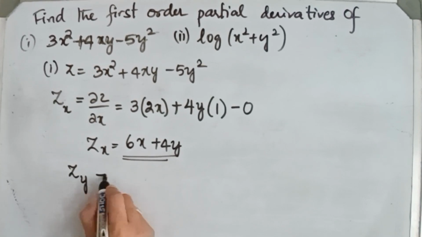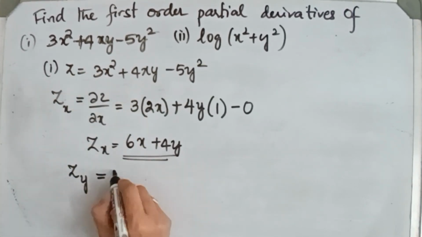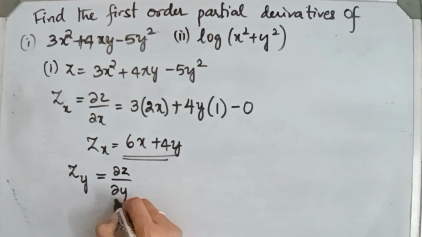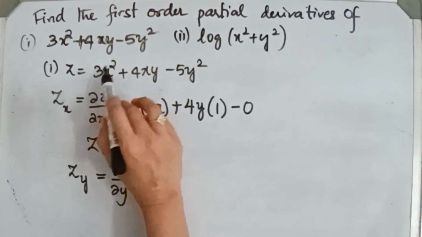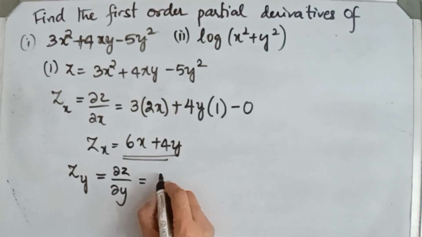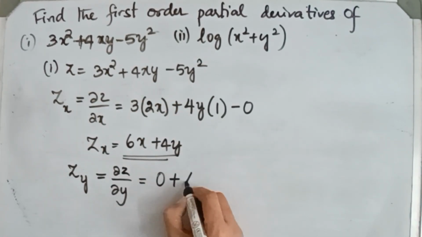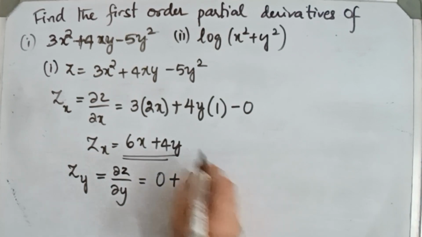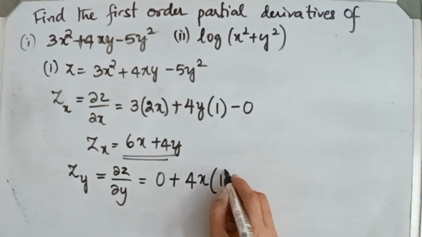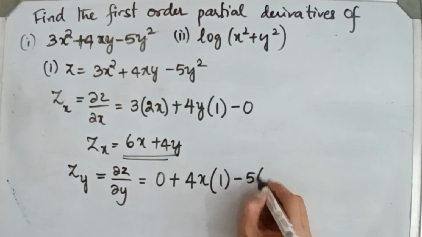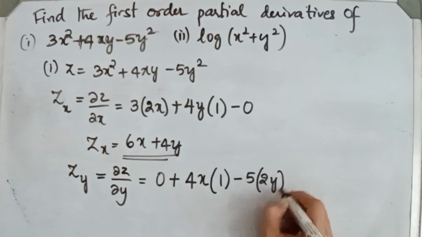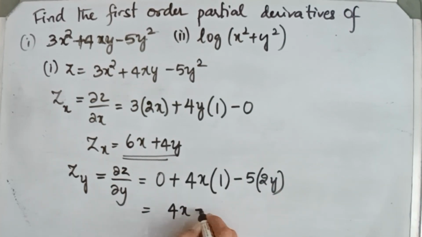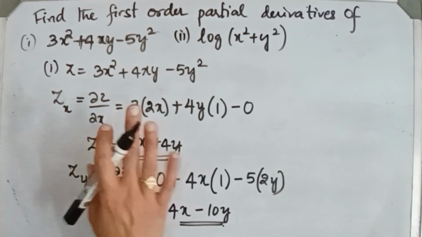Similarly, find the first partial derivative of z with respect to y, which is ∂z/∂y. Here you have to keep x as a constant. Now, 3 is a constant, x² is also constant, so the derivative is 0. 4 is a constant, x is also a constant, the derivative of y with respect to y is 1, minus 5 is a constant, the derivative of y² with respect to y is 2y. So we finally get 4x minus 10y. This is the first partial derivative of z with respect to y.